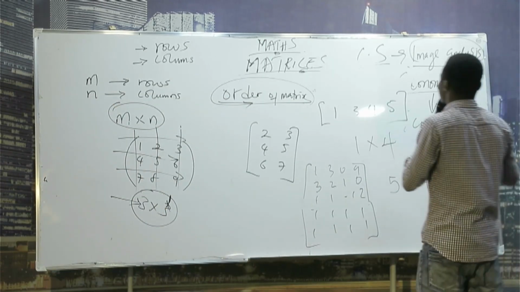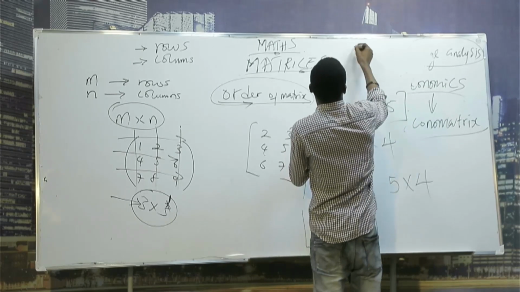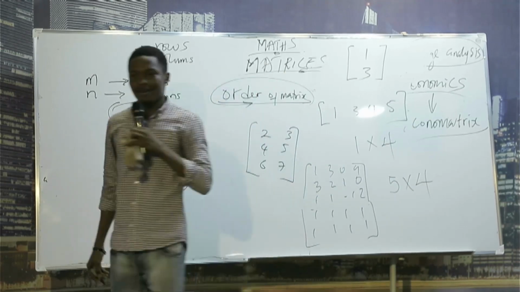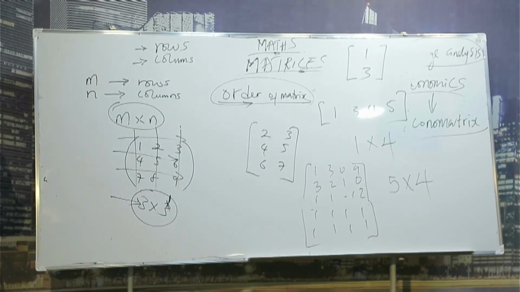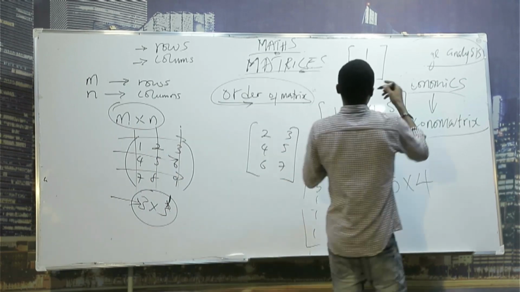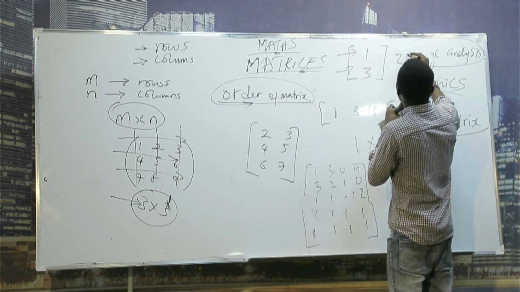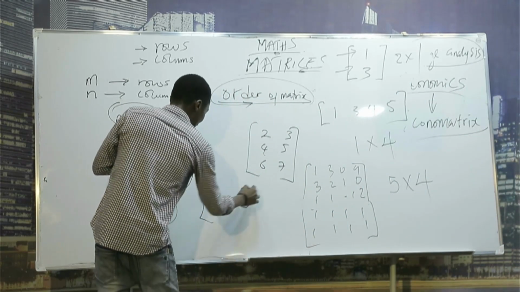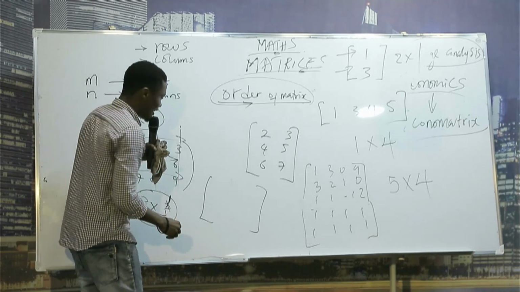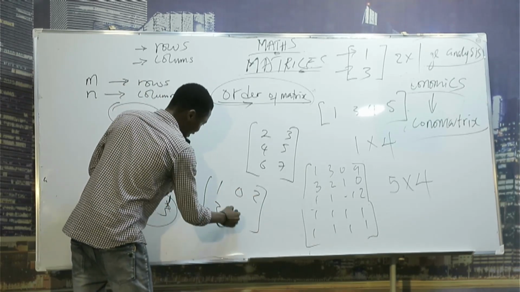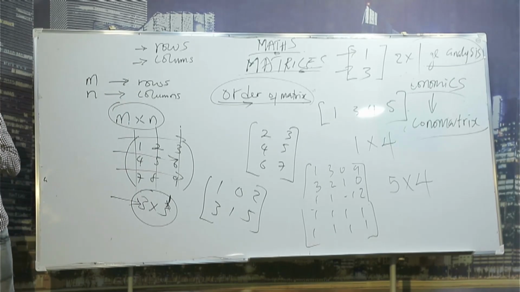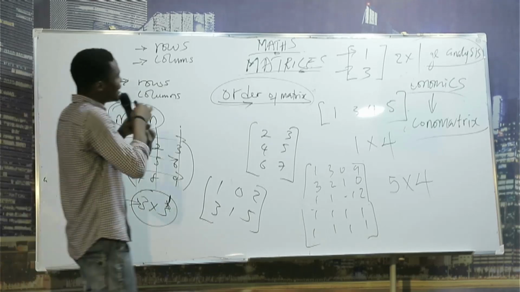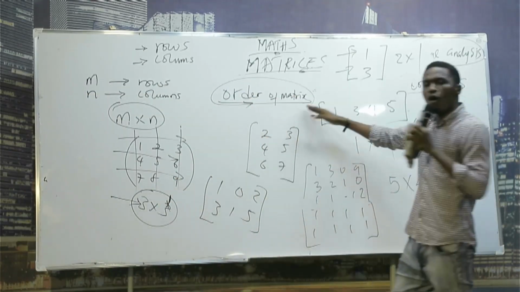We now continue. Class, what is this one? Is it 2 by 1? So this is 1, 2. 2 by 1, so 1 column. Another one. 2 by 3. Let's continue. So we are done with order of matrices.